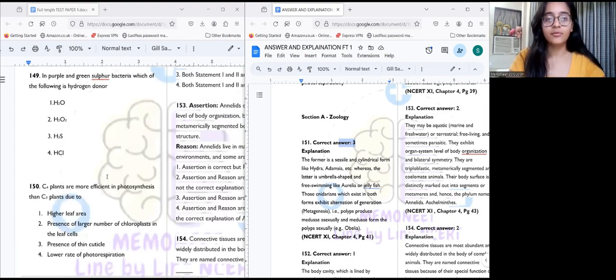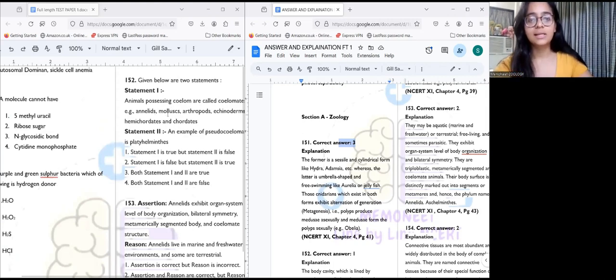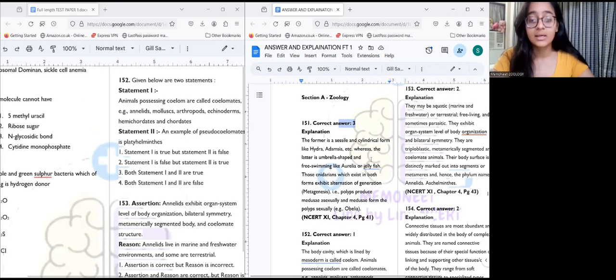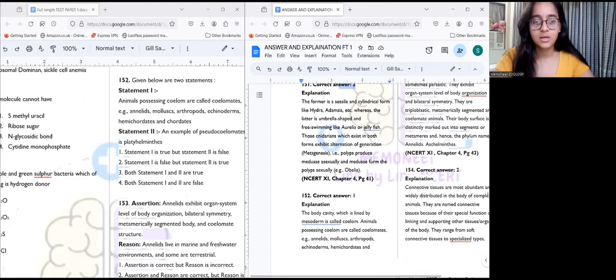Okay, now we have question number 152, where there are two statements. We need to state which one is true and which one is false. So let's go. Animals producing coelom are known as coelomates. Is that true? Obviously. Let's check the examples. Let's not make any judgments before we've read the whole question.